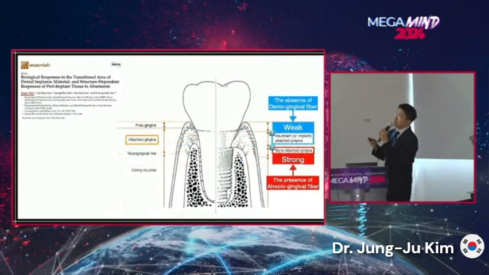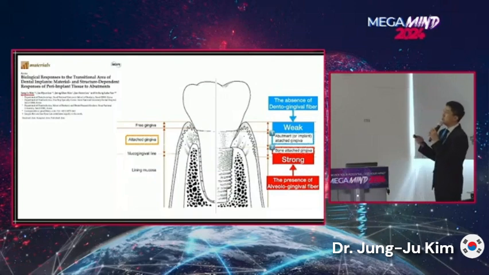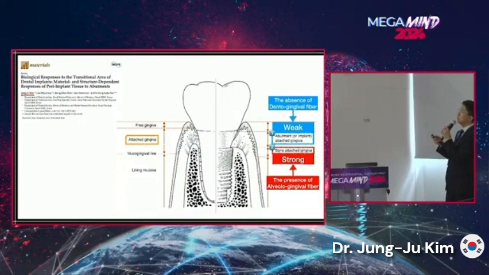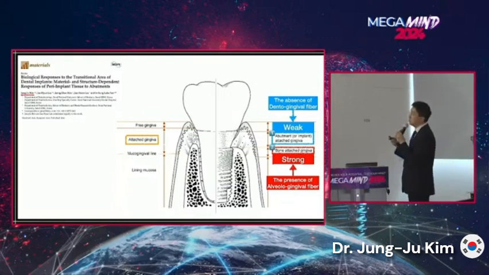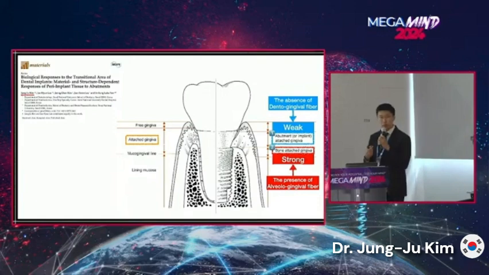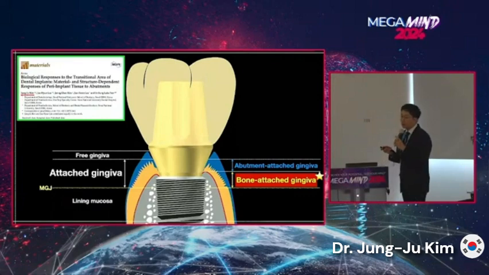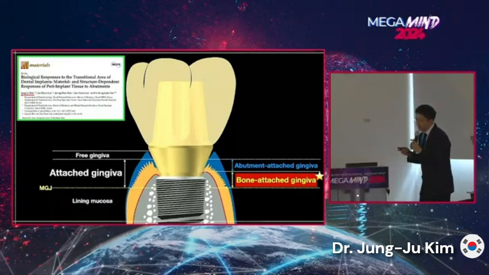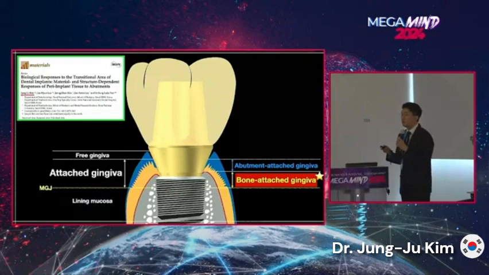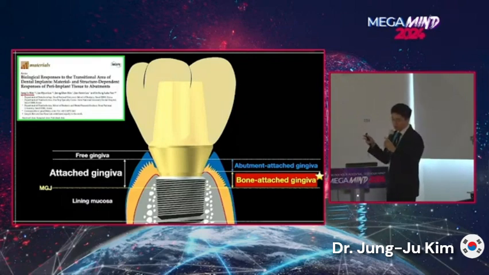We categorize the attached gingiva of implant into two types. First, the weaker abutment attached gingiva because of the absence of dentogingival fiber, and the stronger bone-attached gingiva. The bone-attached gingiva is crucial for maintaining the mucosal seal. As shown schematically, bone-attached gingiva must remain stable in order to withstand the movement of surrounding tissues, thereby maintaining the mucosal seal.